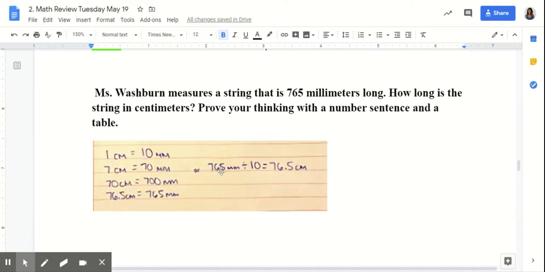And then if I want to prove my thinking with a number sentence, I can now figure out that 765 millimeters divided by 10, because this is the conversion rate, equals 76.5 centimeters. All right. Make sure you're showing all your work whenever you guys are doing these tables because it will only help you in the long run moving forward.